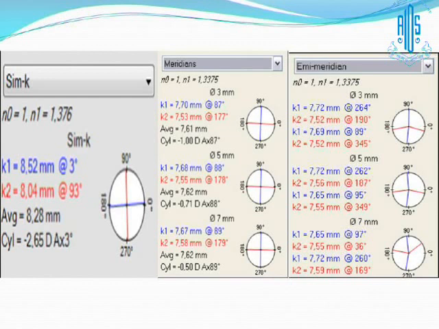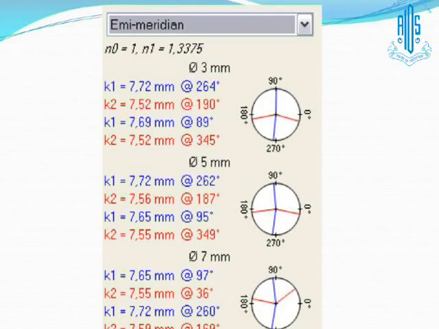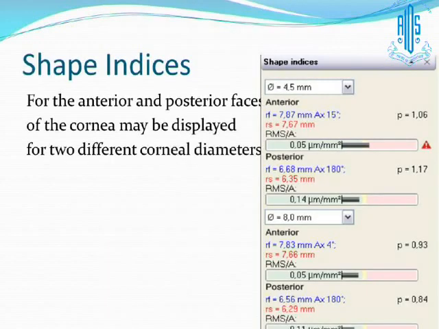Then the other indices are similar to what the previous speakers mentioned, like SIMK, and then there's something called the semi-meridian, where one single semi-meridian of a particular area, say in 3 millimeters, 5 millimeters, or 7 millimeters, is studied, and then the difference between the powers is given. And then there are other indices which are very particular and very important, like the flat radius and the steep radius. The RMS value of this, if it is 0, it's normal, and if it is more than that, then it is an irregular surface.